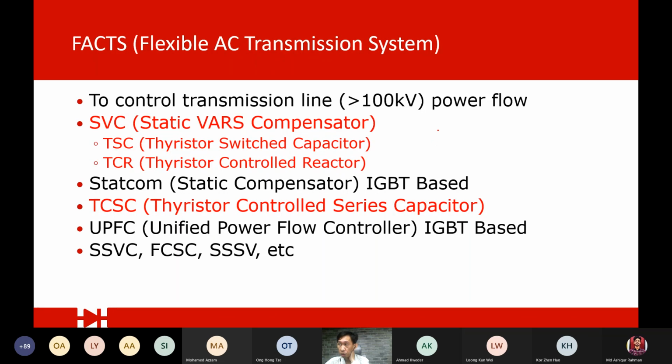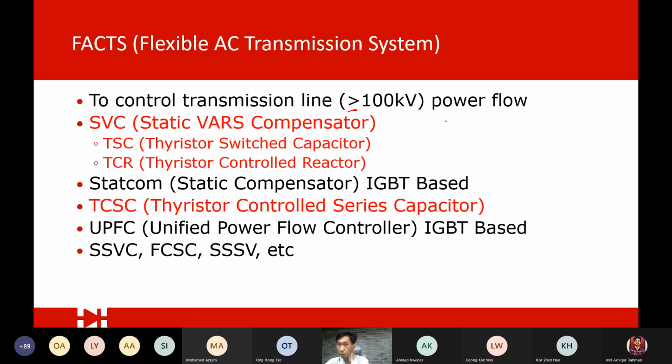Now, as we know, our transmission lines out there in the old days were totally not controllable. I'm talking about the high voltage transmission lines, the 132 kV, 275 kV transmission lines. In the old days, it was basically not controllable. Of course, now in the modern day, we have devices to help us actually control the power flow between lines. First of all, the purpose of FACTS, the flexible AC transmission system, is to control transmission lines, which are greater than 100 kilowatts, for power flow.